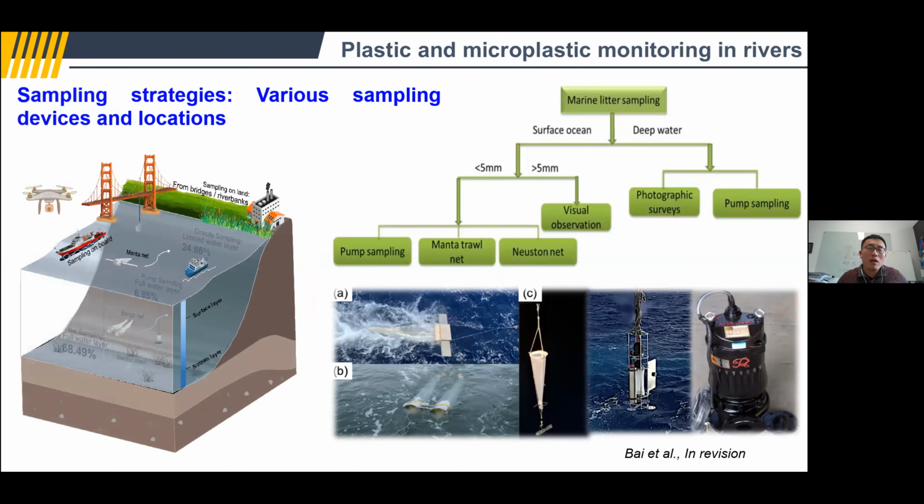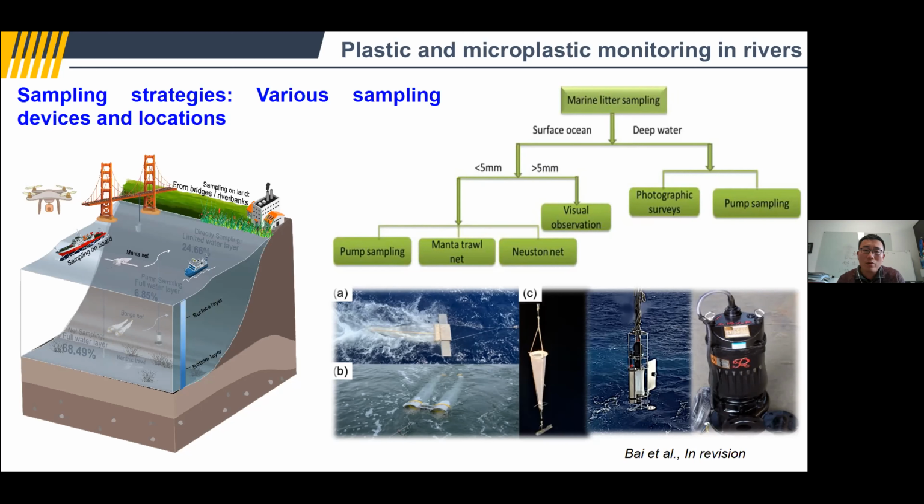Here is a summary of the sampling strategies for plastics and microplastics in aquatic systems. These pictures are actually from the ocean, but it would work similarly in rivers. We can choose the strategy depending on the size of the plastics you want to sample, or the location, or whether you want to sample the surface water or the deep water.